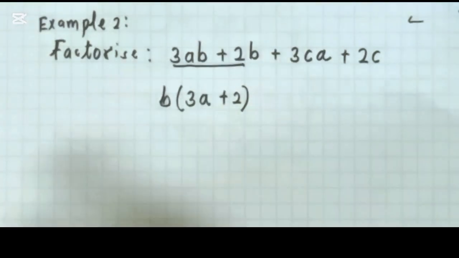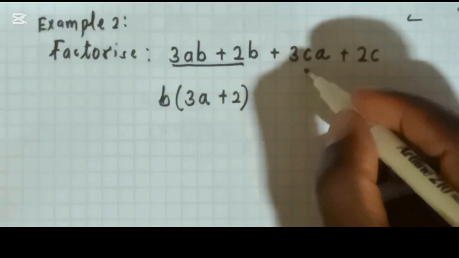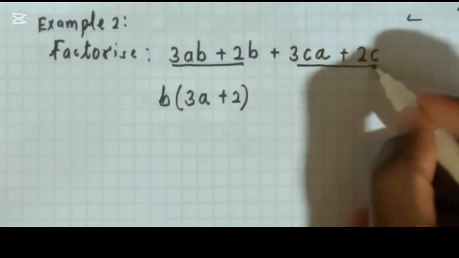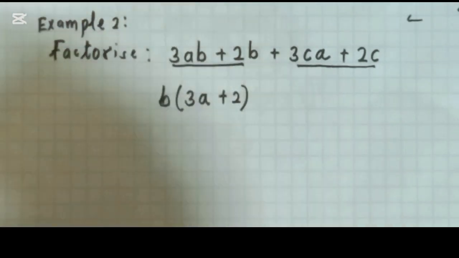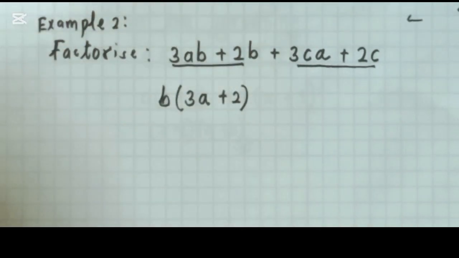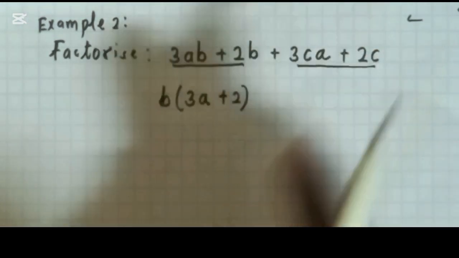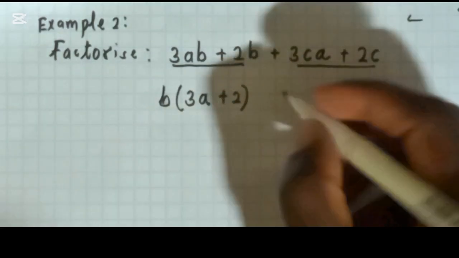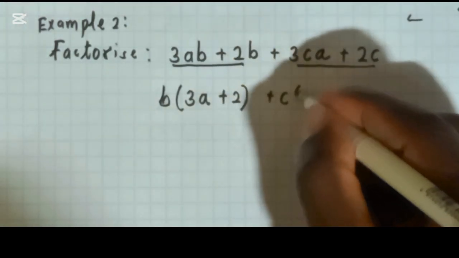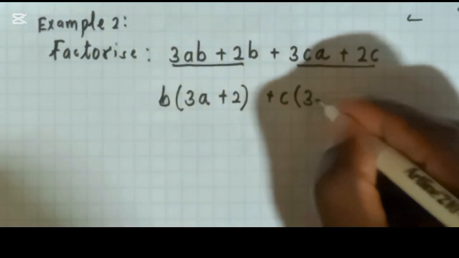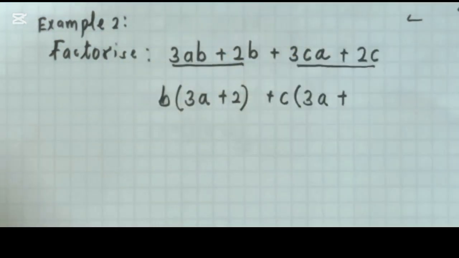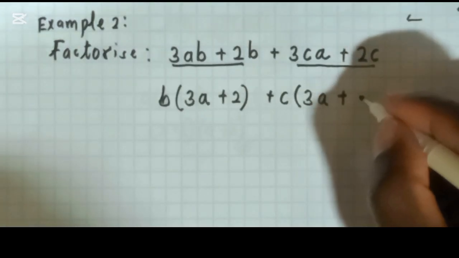Now we're going to go to our other pair, and that is 3ca plus 2c. And we will do the same thing. We are going to factorize it using the common factor method. Looking at the second pair, we note that c is the common factor there. So we're going to pull that c out: 3ca divided by c will give us 3a, plus 2c divided by c will give us 2.